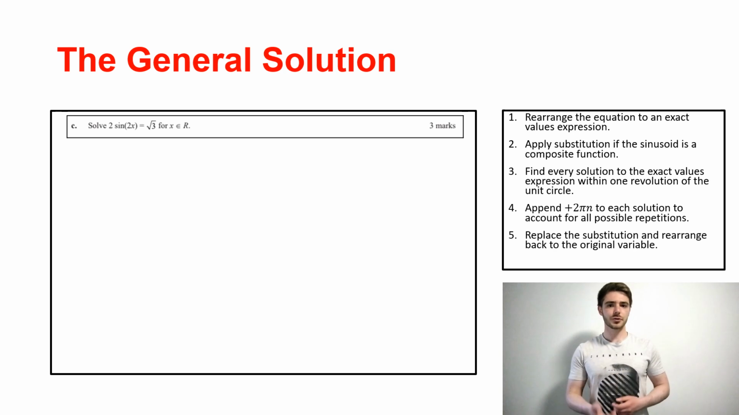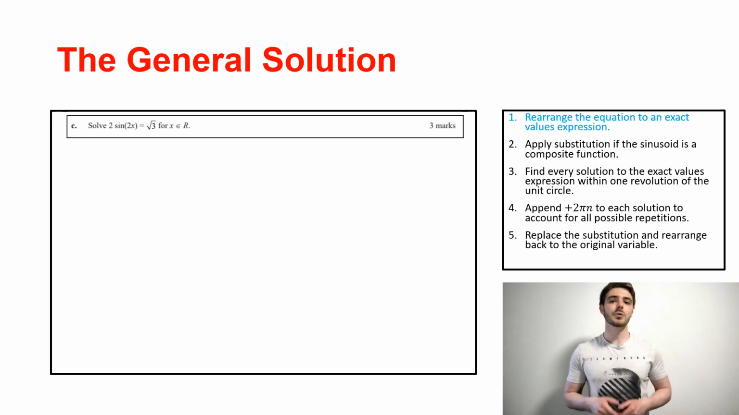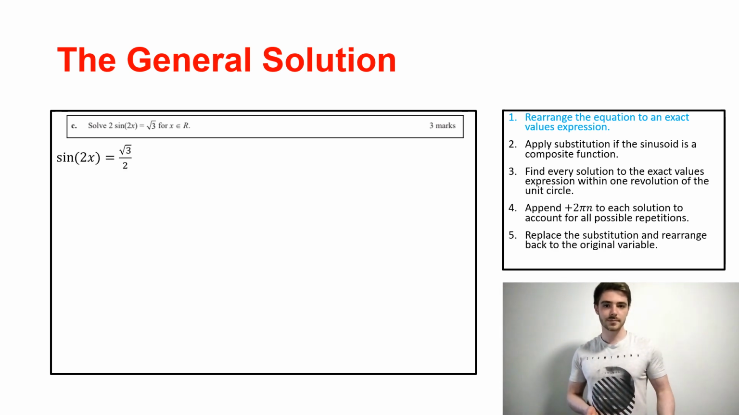Okay, well now that you've got a feel for the process, let's look at something just a little bit harder. This came from the VCE 2021 Tech-Free exam, but there are plenty of questions like this, so this is a good one to get used to. Like before, the first step to these kinds of questions is to rearrange the equation until we get our exact values expression, which we can do by dividing both sides by 2. Now this is where step 2 comes into play. Sin 2x is a composite function, so to make life easier for us, what we're going to do is replace the input with u.